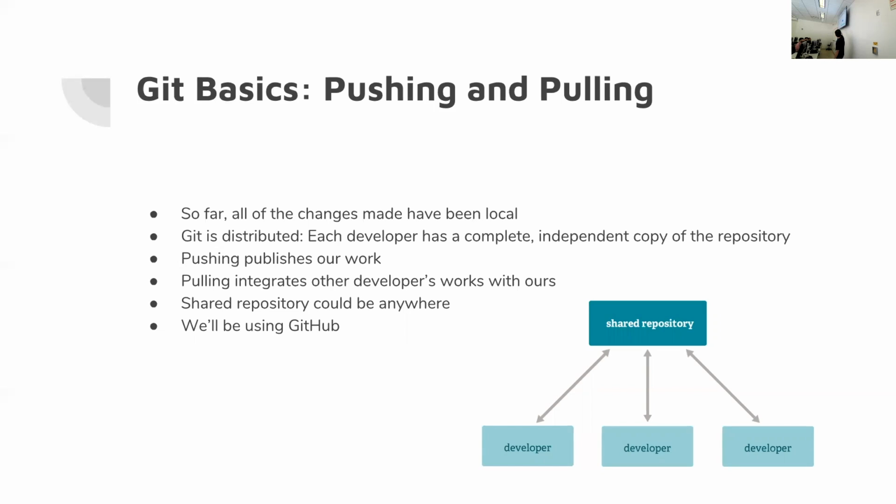So pulling will basically take everything that's in the shared repository and merge it with our own work. Pushing will basically take our work and push it up to the shared repository. That way other developers can use it. And this is exactly what GitHub does for you. It basically acts as a place for the shared repositories, and it also adds a lot of really cool features that'll help you collaborate with other developers.